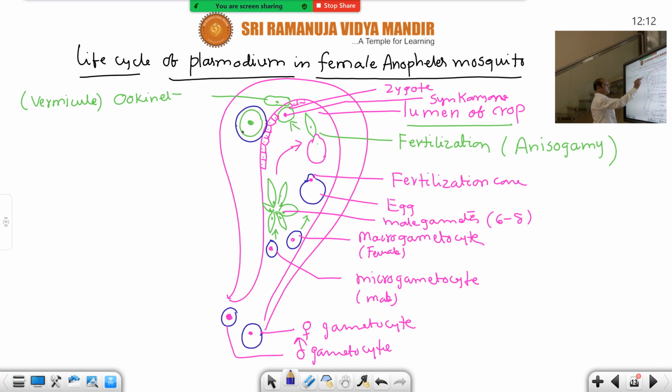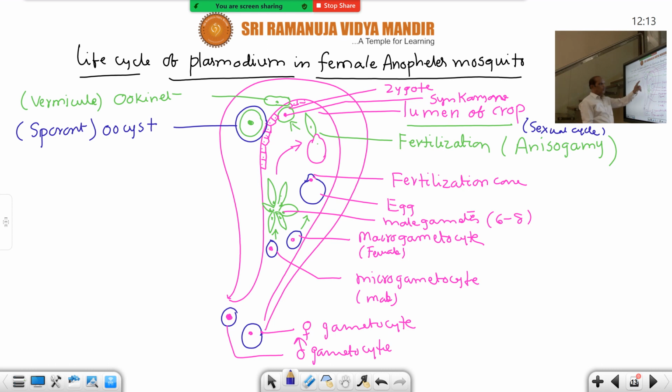Already I told you the other name of oocyst: sporont. This sporont undergoes sporogony. Outside the wall of the stomach and below the basement membrane, all these stages are going on. So here the sexual cycle is completed in the lumen of the crop. You can mention in the bracket, sexual cycle is completed.